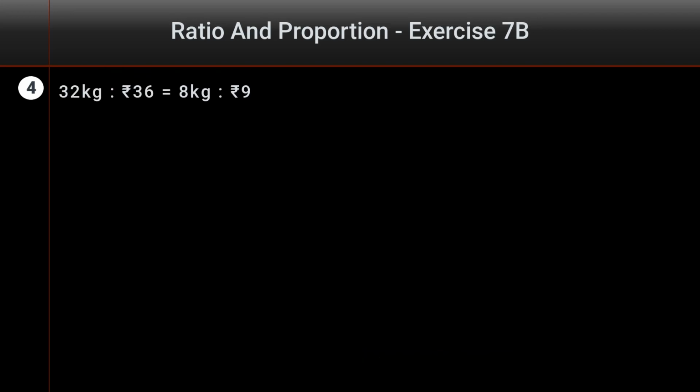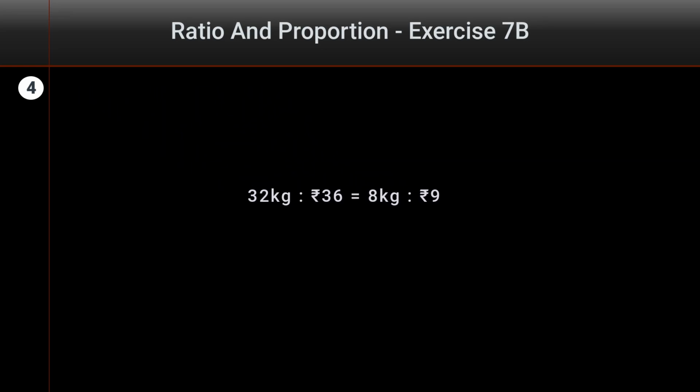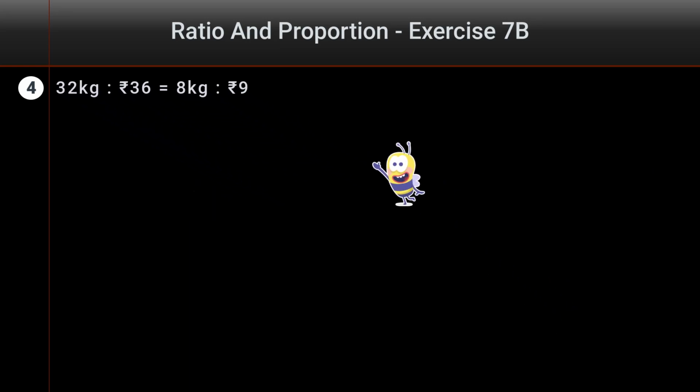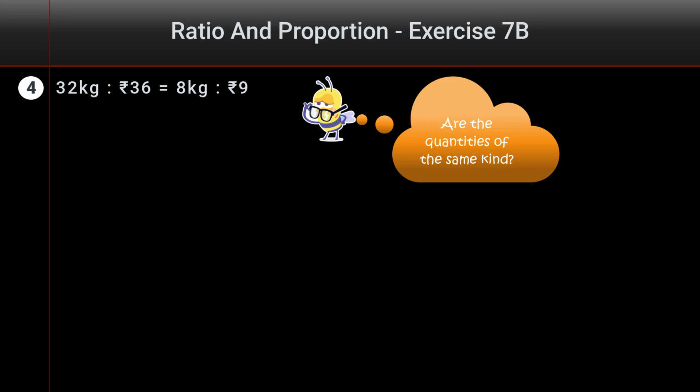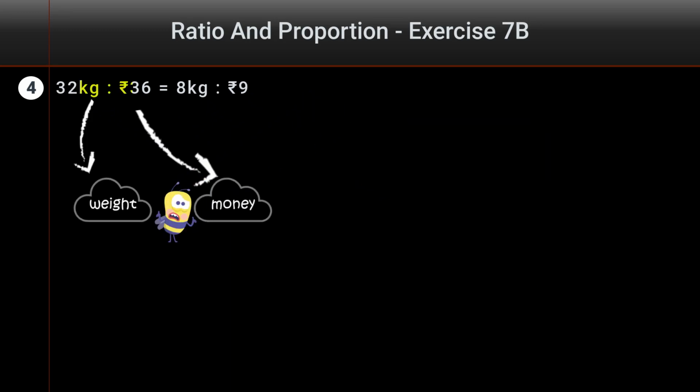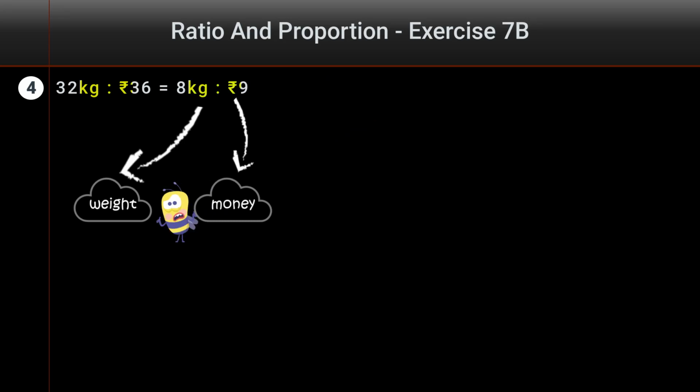Let's move on to the last sum. 32 kg is to rupees 36 is equal to 8 kg is to rupees 9. We need to check if the given statement is true or false. What's the very first step that we need to do? We need to check if the given quantities are of the same kind. One is in kg, one is in rupees. So are they of the same kind? No. Even out here, the quantities are not of the same kind.